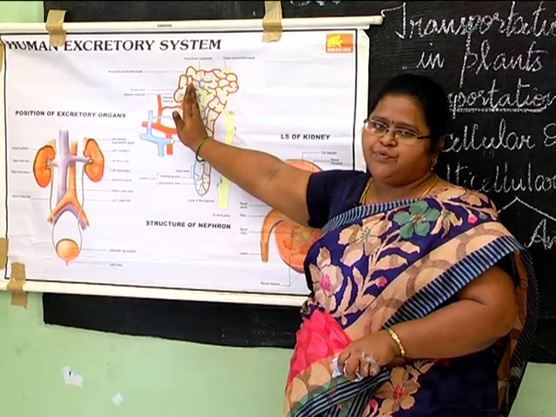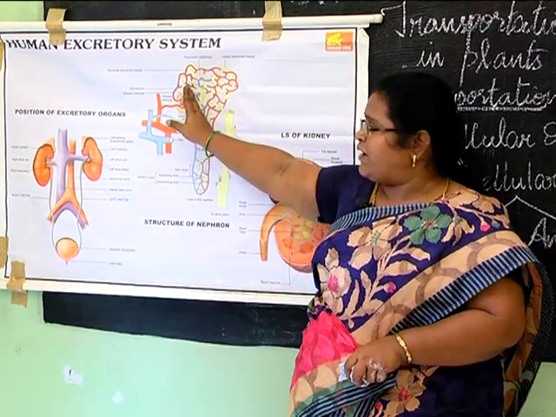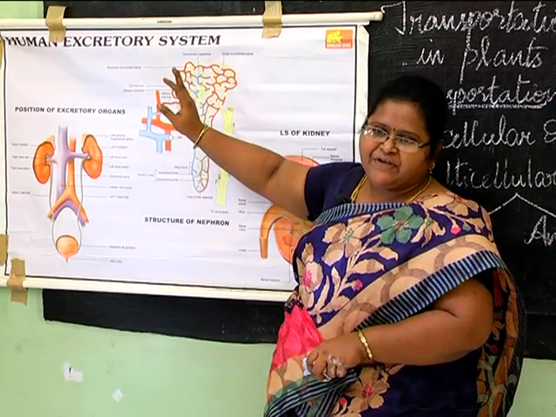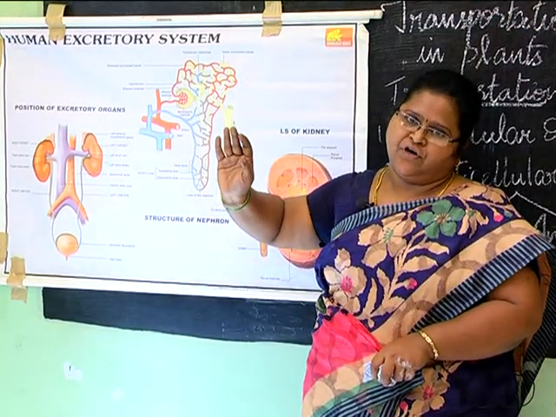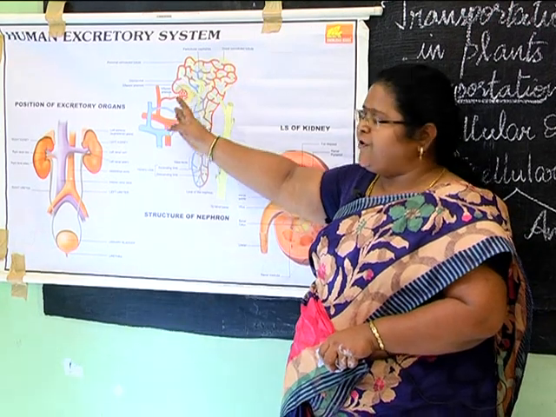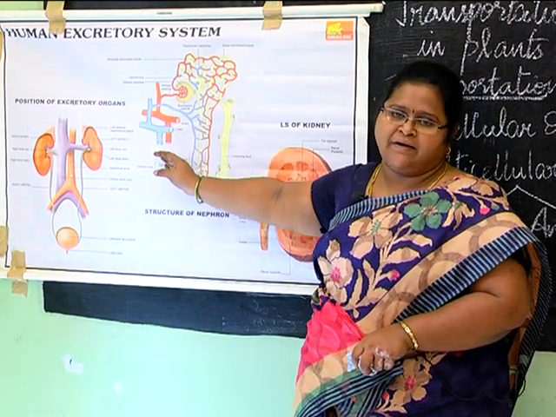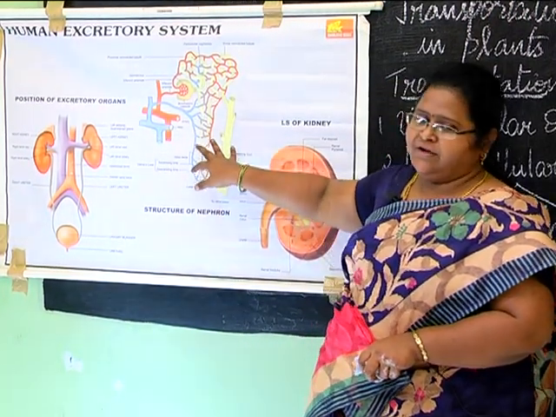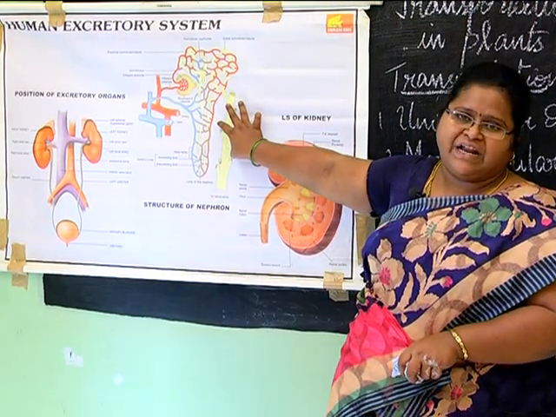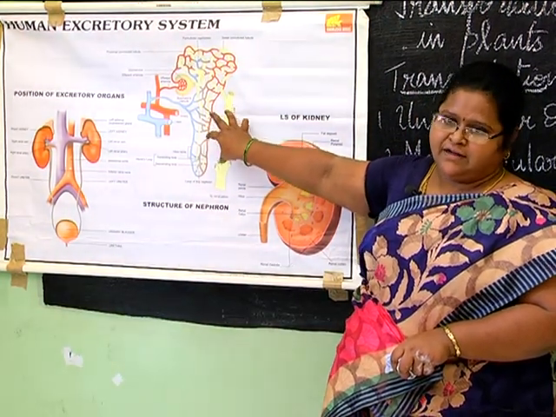So the main filtration process happens in the Bowman's capsule, whereby the blood is filtered and is now rid of all the toxic waste products, and the purified blood will be sent back to the blood once more for circulation here. So this is the major role of the nephrons present in the kidney.